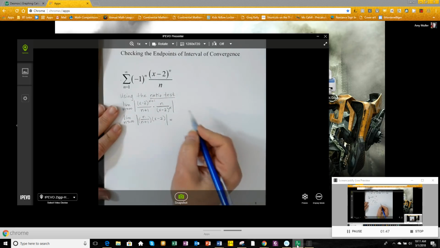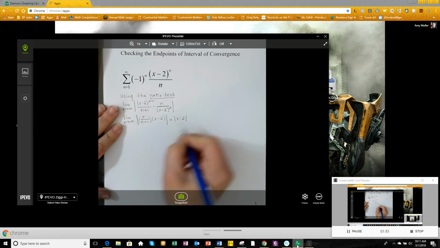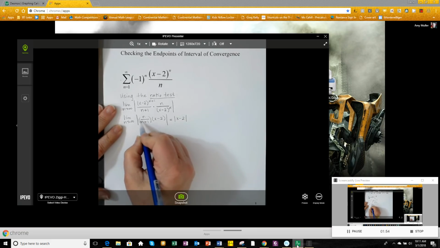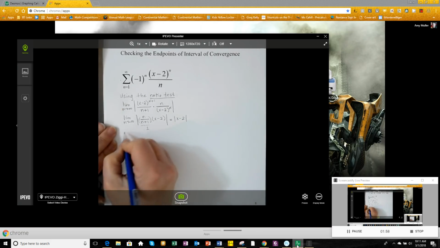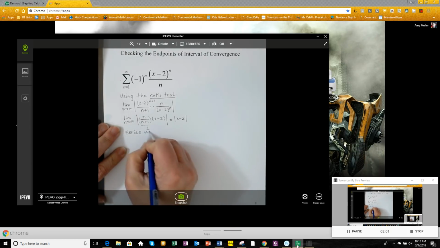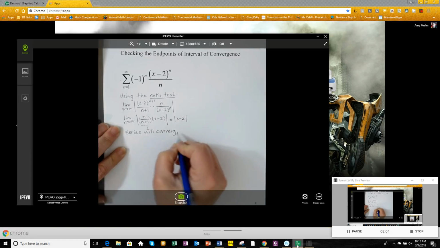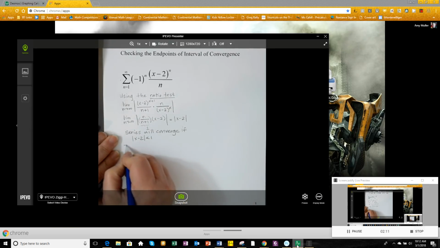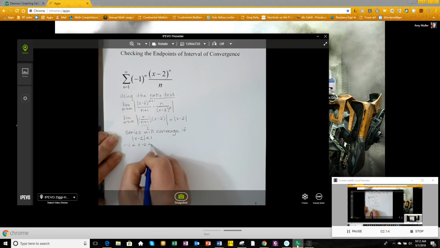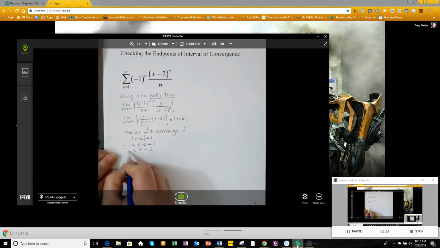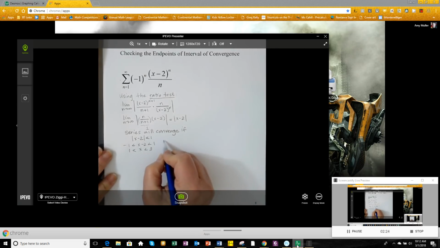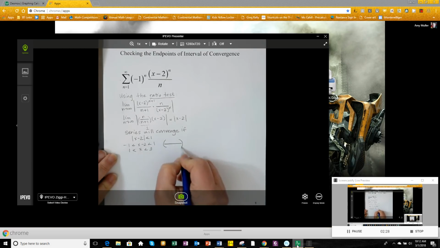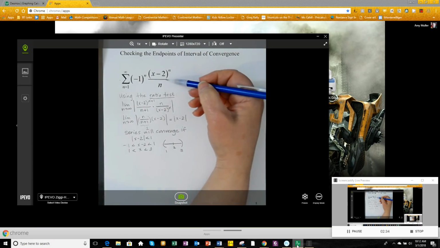And this limit will equal the absolute value of x minus 2, because as n goes to infinity, n over n plus 1 approaches 1. So this series will converge if the absolute value of x minus 2 is less than 1. And that means x minus 2 will lie between 1 and negative 1. Then we solve this inequality, and when we add 2 to each side, we get 1 and 3. So our interval of convergence is going to be, if we use our little TIE fighter, 1 and 3. And the center then is 2, which makes sense because it's x minus 2 up here.